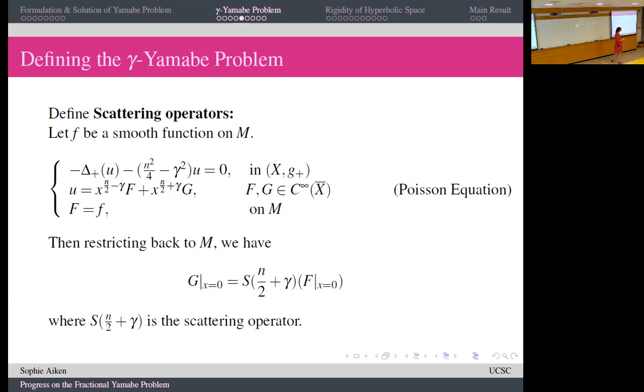Sorry, can you repeat that? So any solution here should have such an expansion, you mean? Gamma is fixed. Yes, you can define the problem for multiple gammas, but in order to define this, you fix a single gamma.